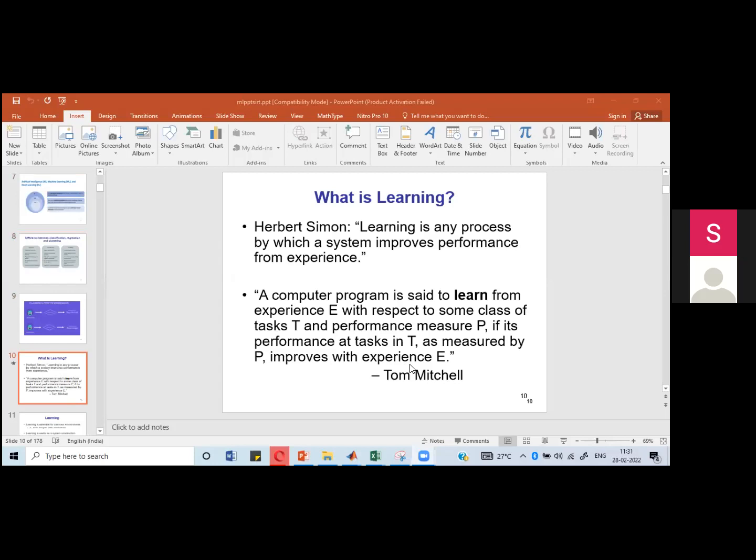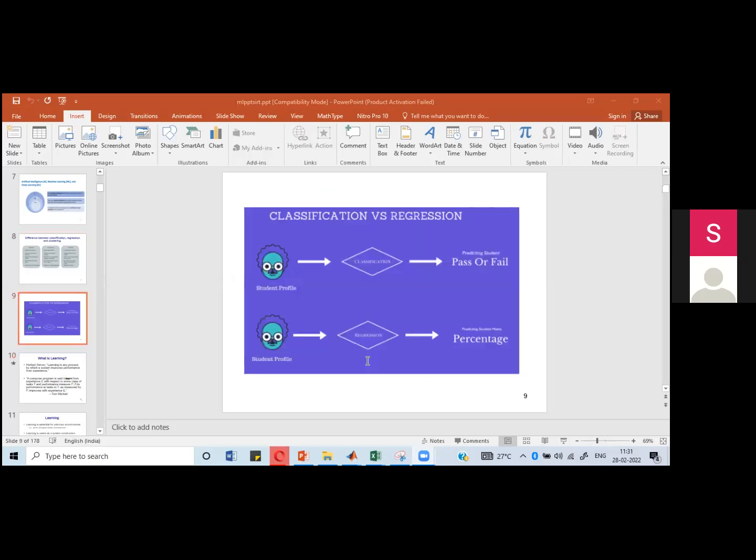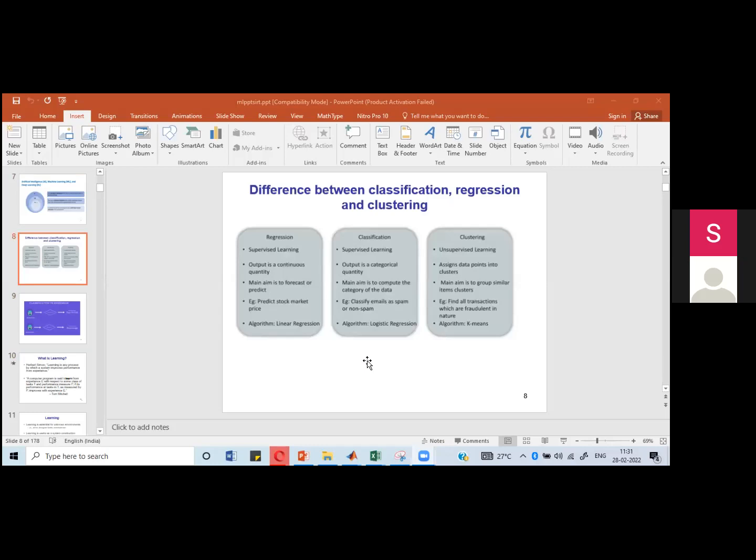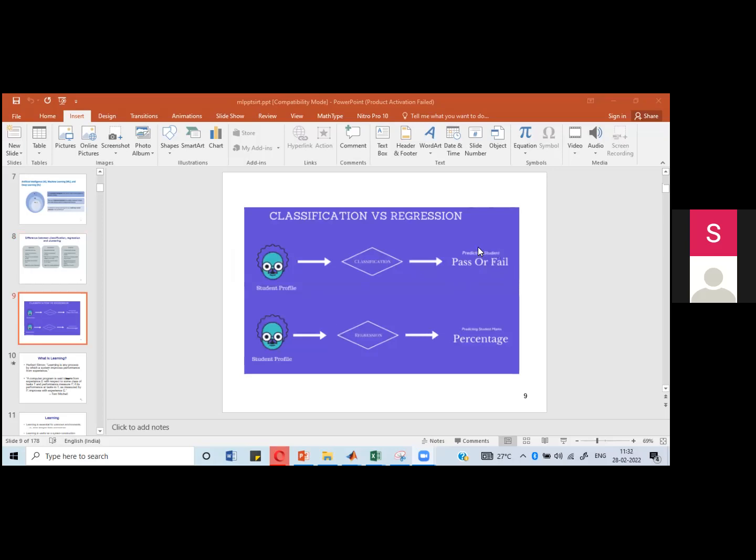So, what is learning? Learning is any process by which a system improves its performance from experience. Here I have discussed the final goal: classification, regression, and clustering. Classification means you have to select whether someone passed or failed, or whether it is a banana or an apple. Regression gives you a numeric value. Suppose the size of the plot is this and the house has 2 BHK, then what will be the predicted price? So the price is what will be output.